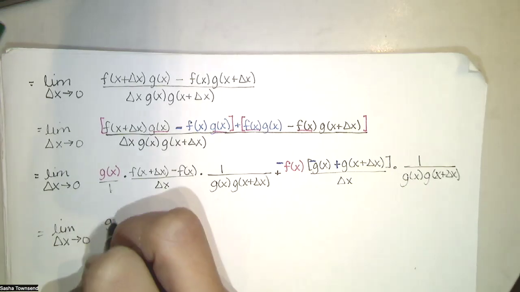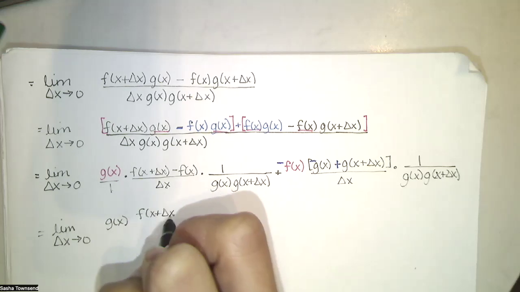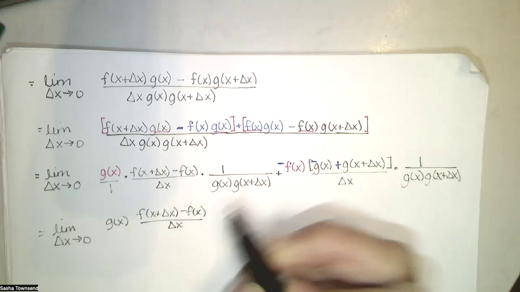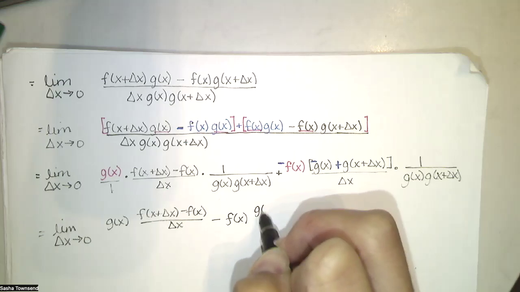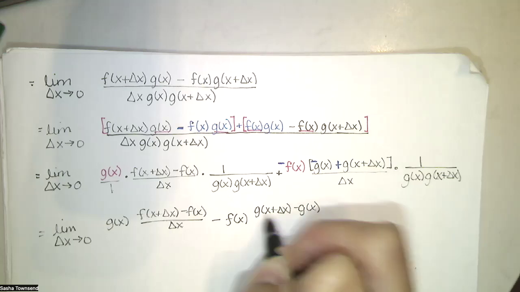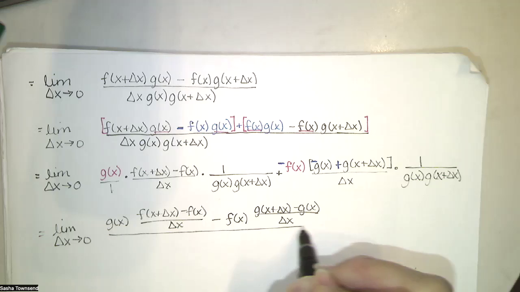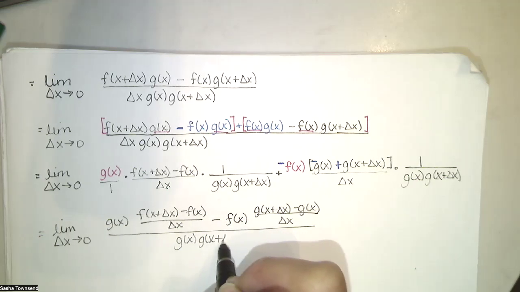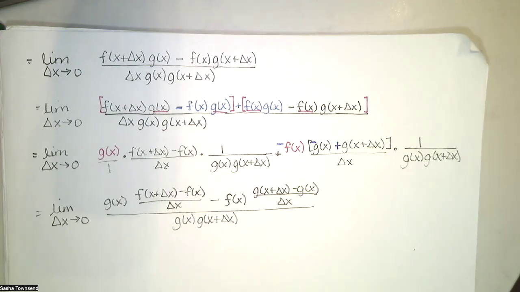So we can write this as g of x times f of x plus delta x minus f of x divided by delta x, minus f of x times g of x plus delta x minus g of x divided by delta x. And we're taking all of that and dividing by g of x times g of x plus delta x. And I think we're almost there.